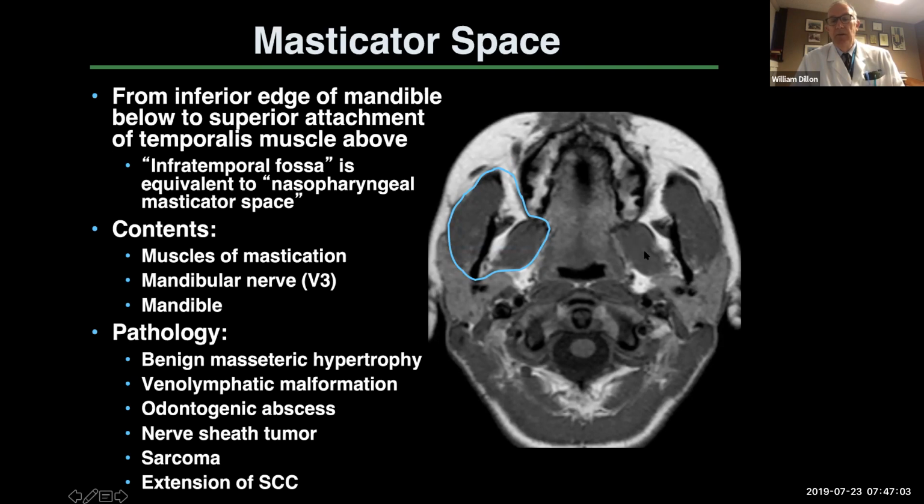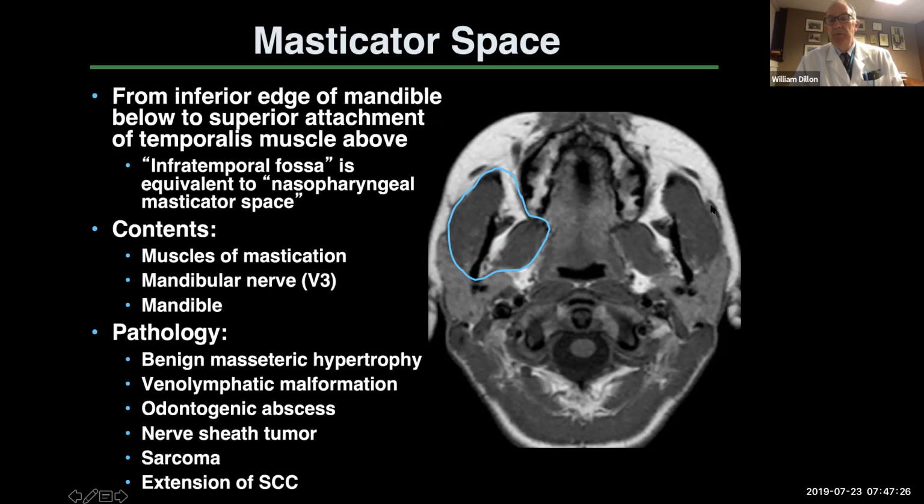Here's the lateral and medial pterygoid muscle coursing down towards the angle of the mandible. And of course, the mandible and teeth itself. So what do we see here? From a benign standpoint, you can sometimes see asymmetry of the masticator space muscles based on just normal anatomy. Sometimes the muscles are bigger on one side than the other.